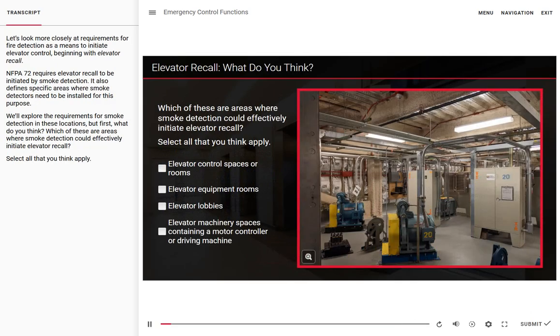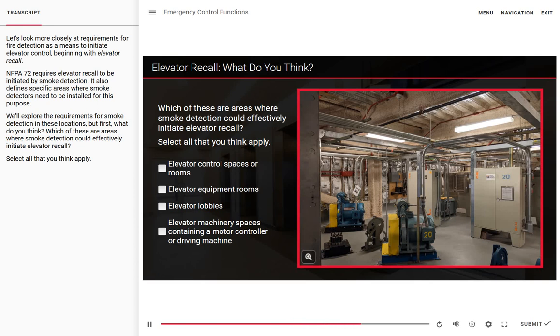Let's look more closely at requirements for fire detection as a means to initiate elevator control, beginning with elevator recall. NFPA 72 requires elevator recall to be initiated by smoke detection. It also defines specific areas where smoke detectors need to be installed for this purpose. We'll explore the requirements for smoke detection in these locations.